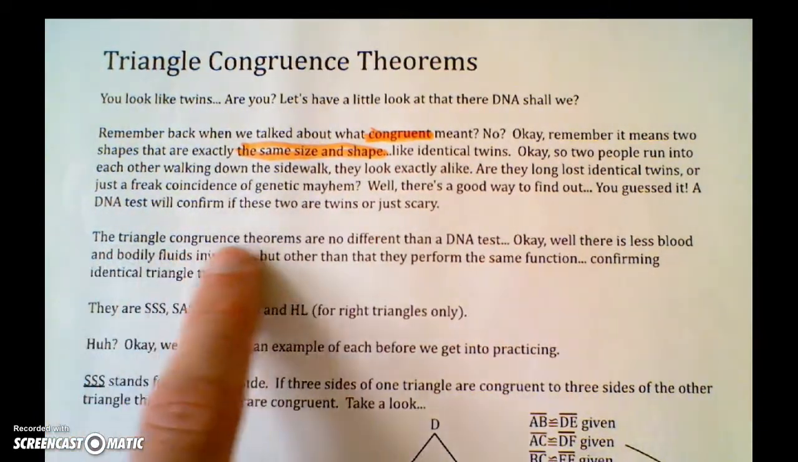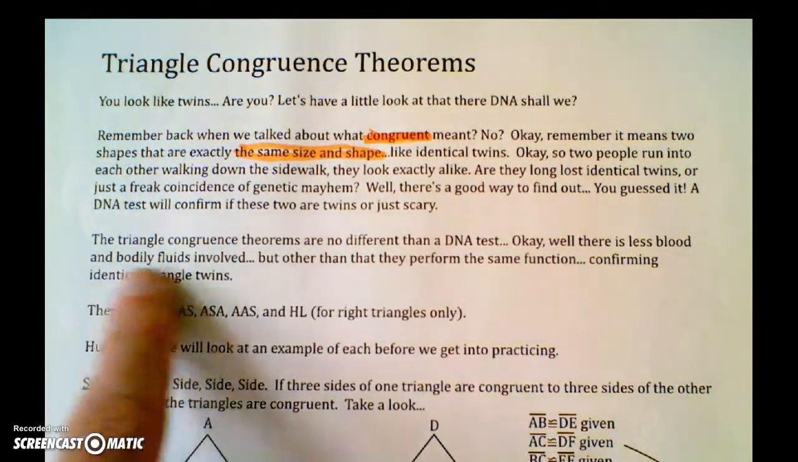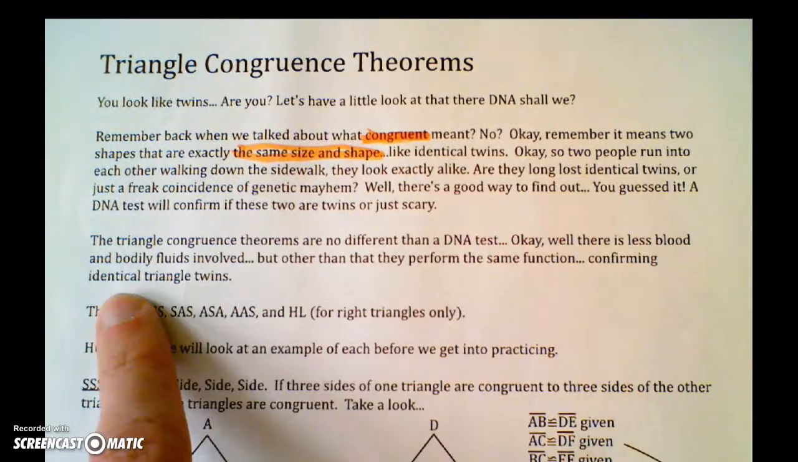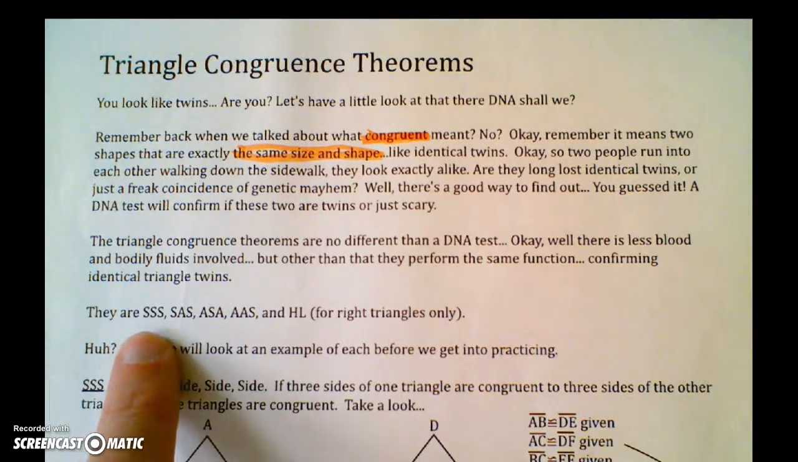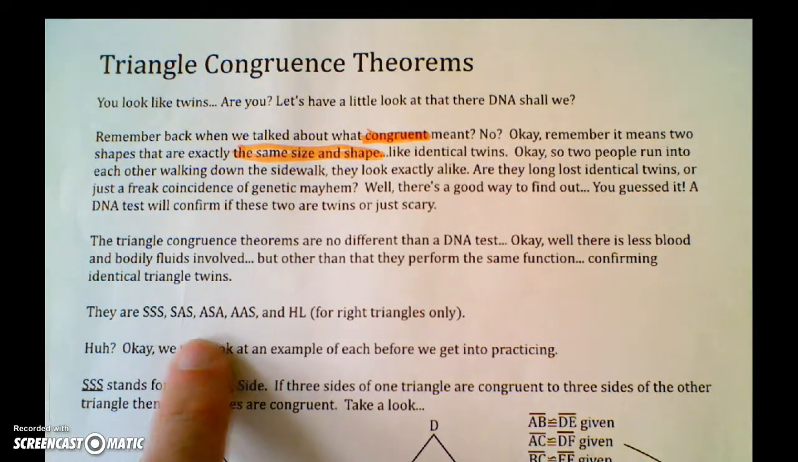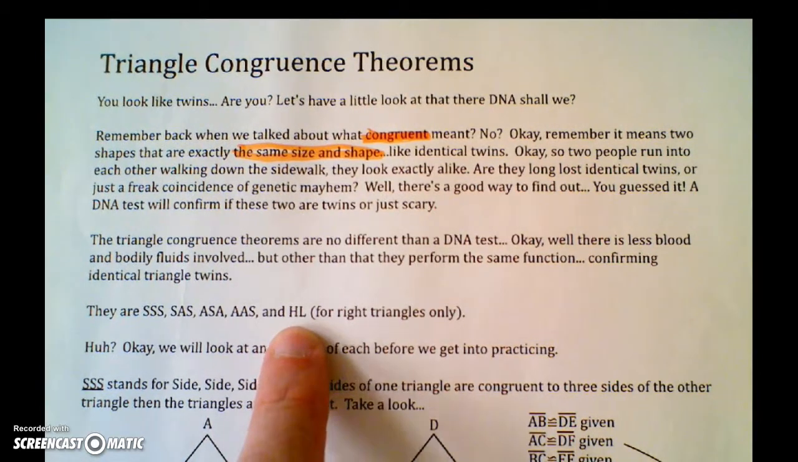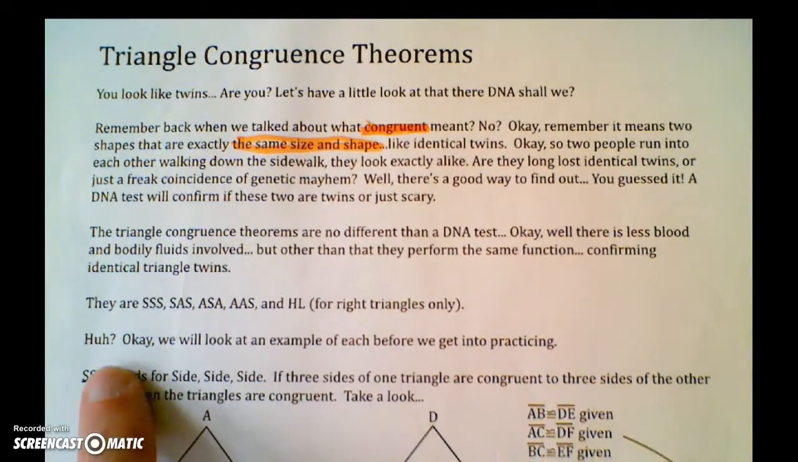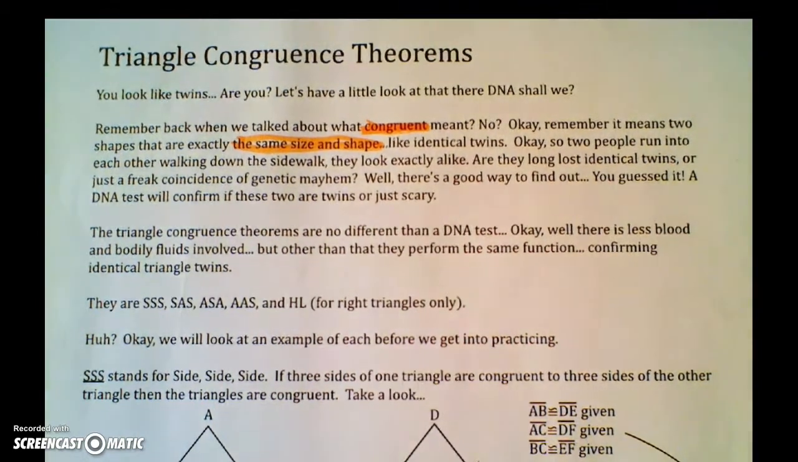The triangle congruence theorems are no different than a DNA test. Okay, well there's less blood and bodily fluids involved, but other than that they perform the same function, confirming identical triangle twins. They are SSS, SAS, ASA, and AAS, and HL, which is for right triangles only, and we're not going to focus on this one this semester. Okay. We will look at an example of each before we get into practicing.